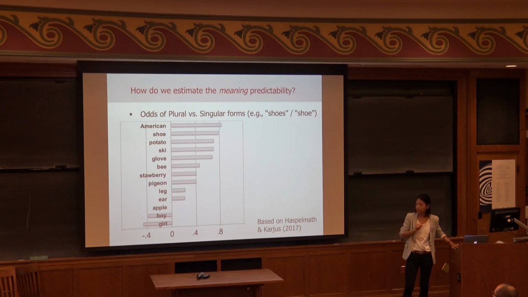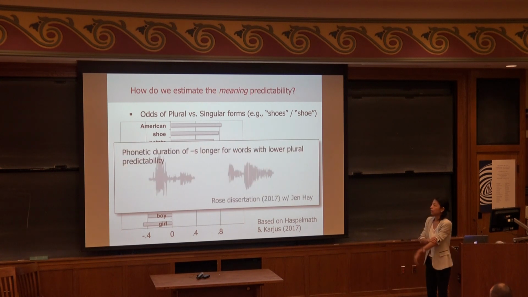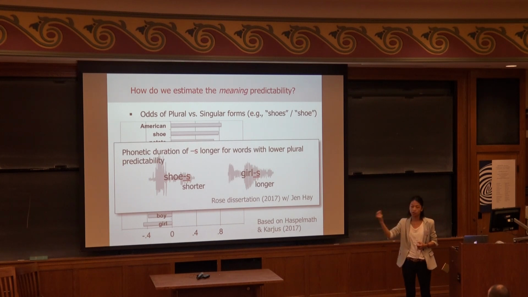And some other researchers use this type of plural predictability to predict what speakers are doing in language production. Rose et al. took different instances of production and measured the phonetic duration of S in the plural form. And they found that the duration of S is actually longer for words that are less likely to be plural. So in this case, the S in girls is longer than the S attached to shoe, which is more likely to be plural. So it makes sense, it's convincing, and it's promising.